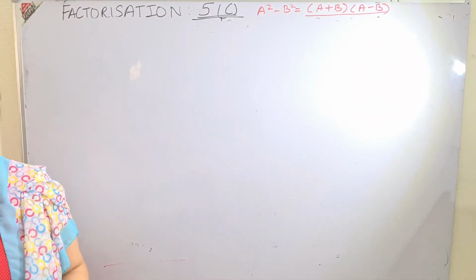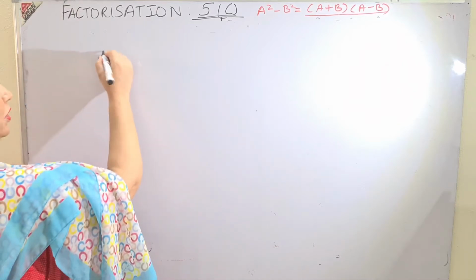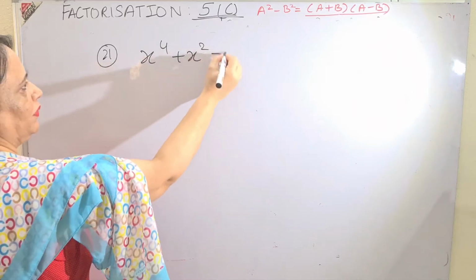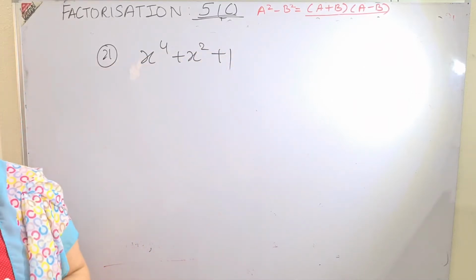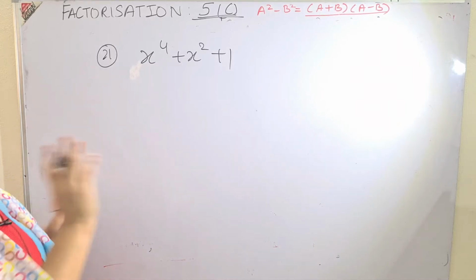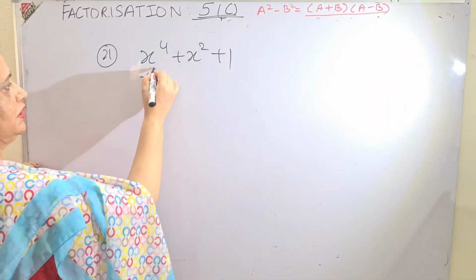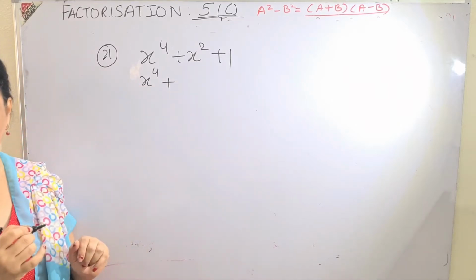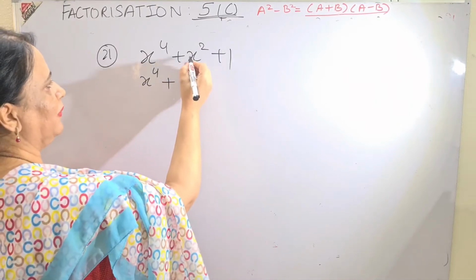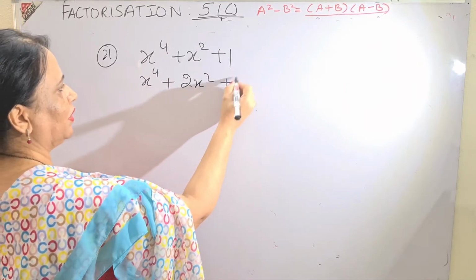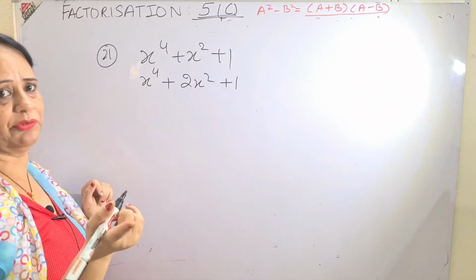Next also, same thing, I would love to explain this question. Question number 21, I think, x to the power 4 plus x square plus 1. See how to change it now. I have to change it into the pattern of a square minus b square. What I will do? x raised to power 4 plus x square plus 1. I'll make this x square to be 2x square. I can do it, plus 1. But I can't change the question myself.